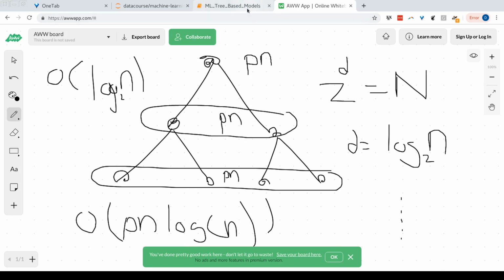So those are our training and prediction time complexities for the decision tree model. We'll again try to remember those, discuss them when we talk about other models, and compare them.